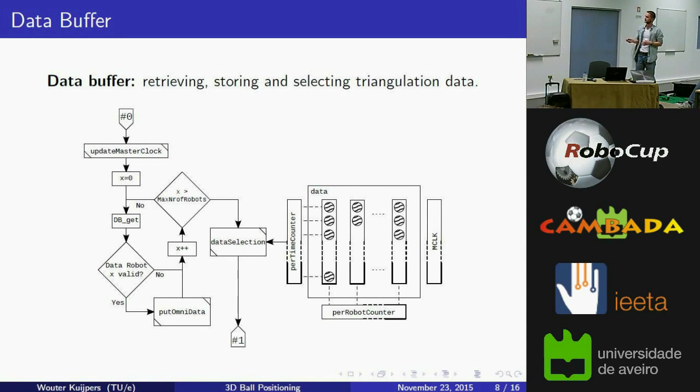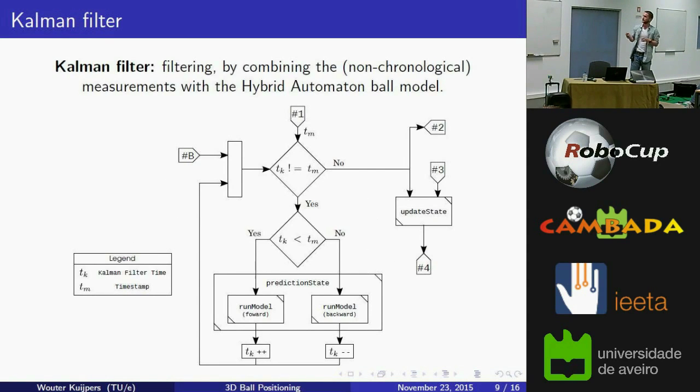So this data selection, so this time instant is selected, and the actual Omni-Vision data is communicated to the rest of the algorithm. And for this, it's important to notice that these measurements can be non-chronological. So it could be that we first triangulate a measurement in the future and then maybe go back because suddenly another measurement arrives from another robot, which actually would greatly improve the accuracy.